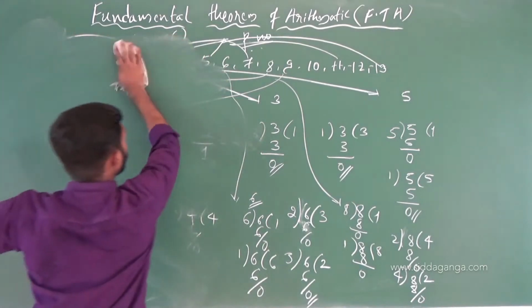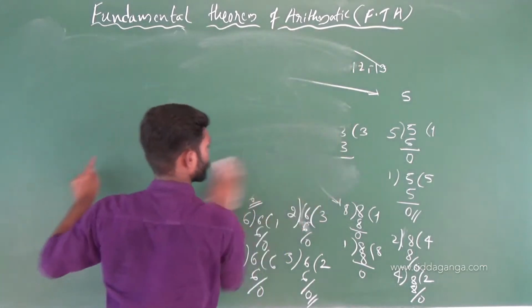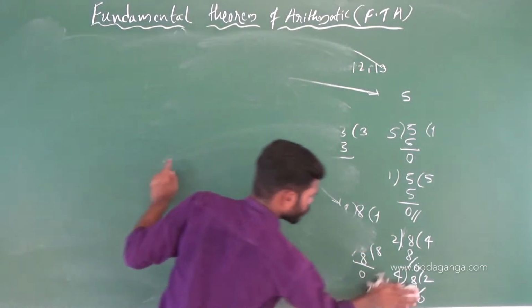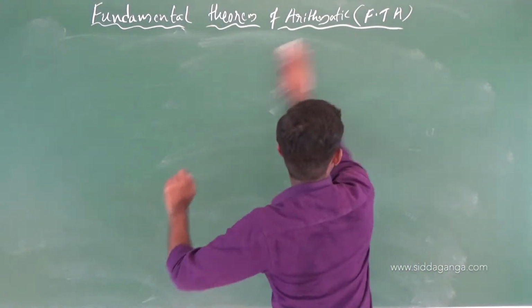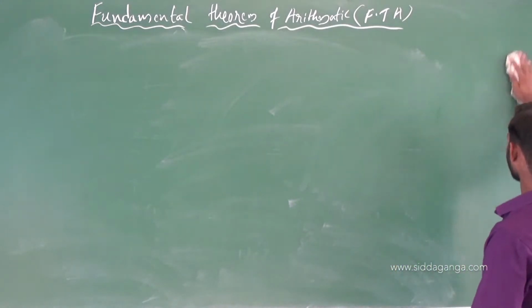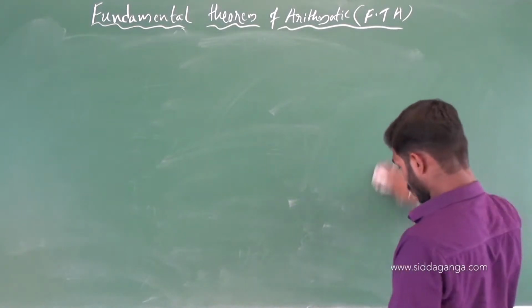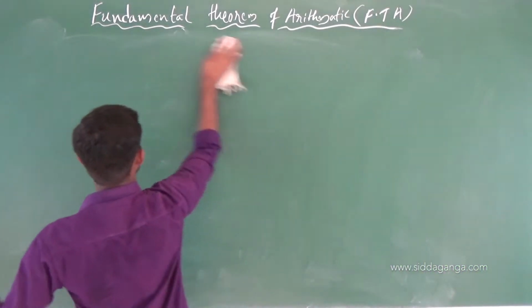Let me take a number, that is 250. The number 250, what is that number? It is a composite number. Why so? Because it has 1 and 250 as its divisors. Along with that, there are many divisors for 250.